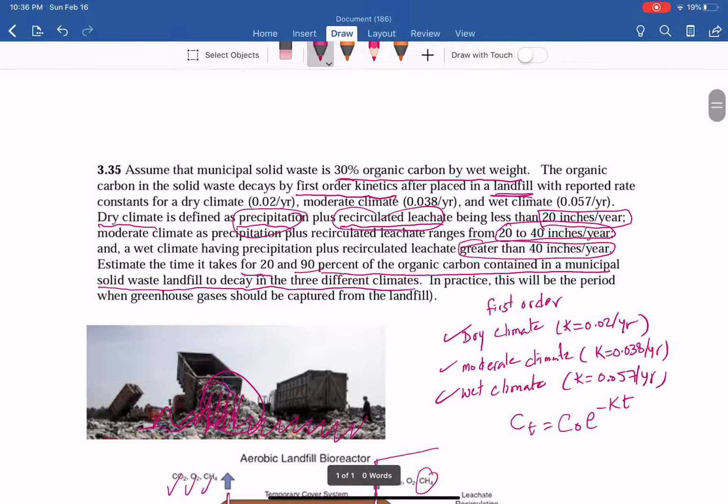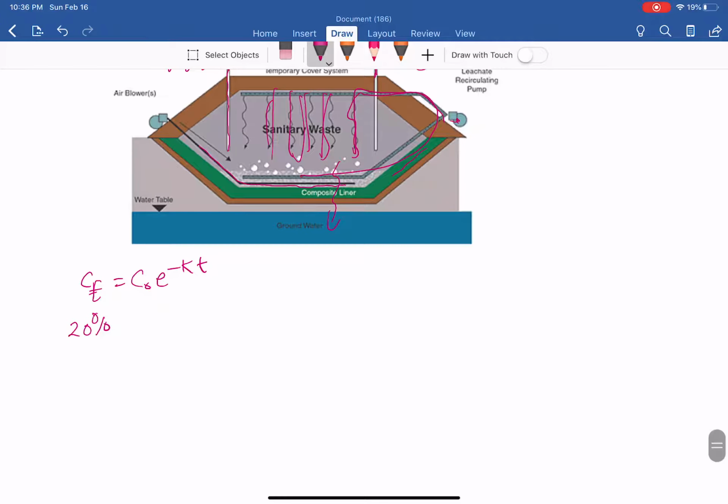For 20%, what did he say here? Estimate the time. He needs the time for 20% of the organic carbon contained in the municipal waste to decay in 3 different climates. So he needs 20% removal. What is 20% removal? If C naught is 100, what's 20% removal of 100? 80, right?